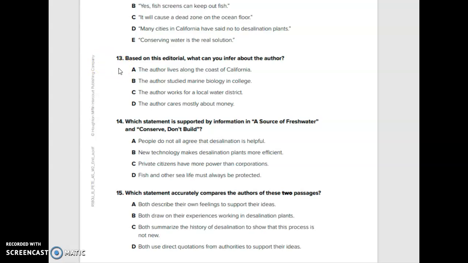A. The author lives along the coast of California. B. The author studied marine biology in college. C. The author works for a local water district. D. The author cares mostly about money.